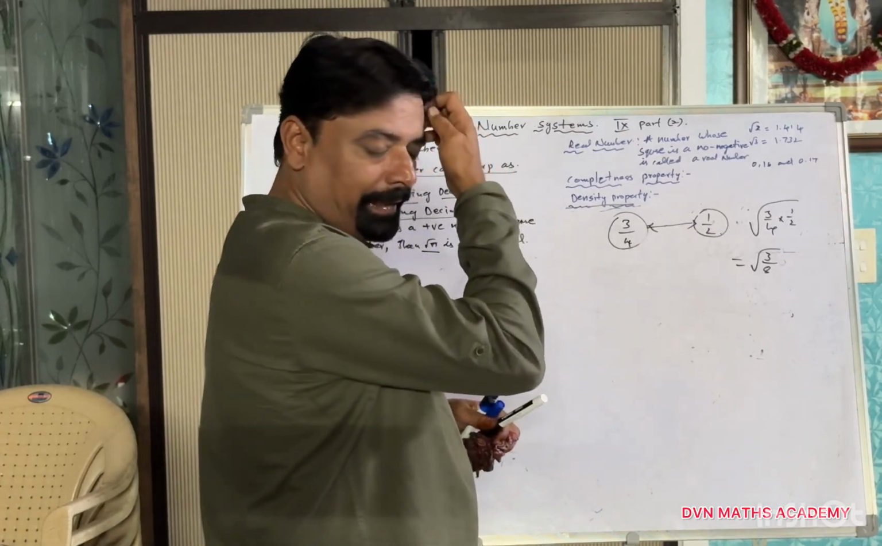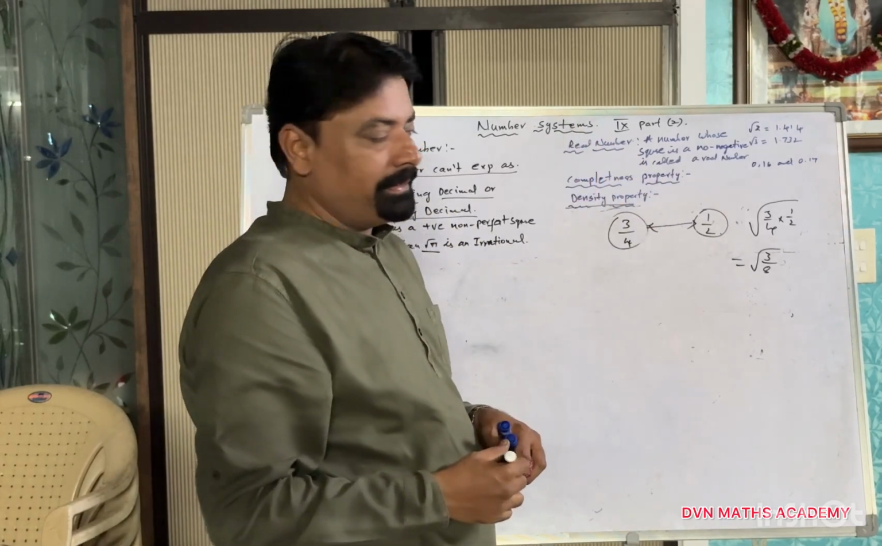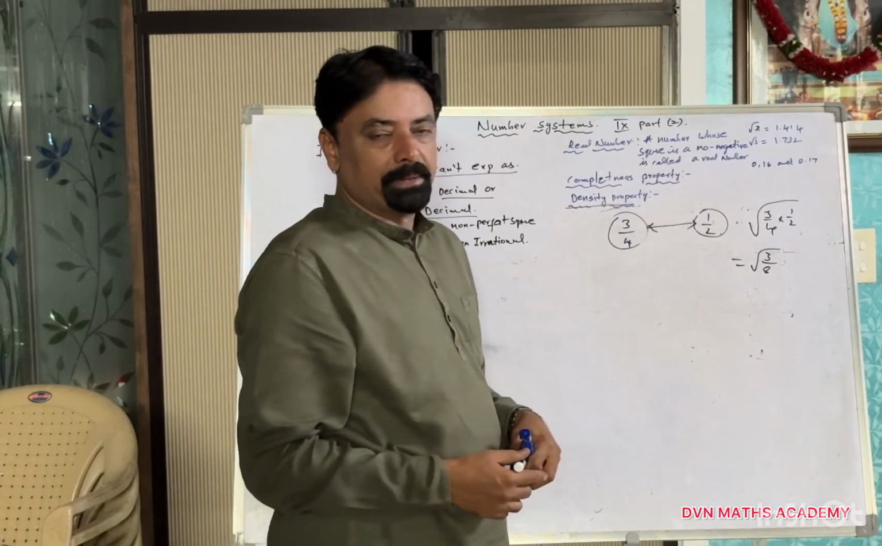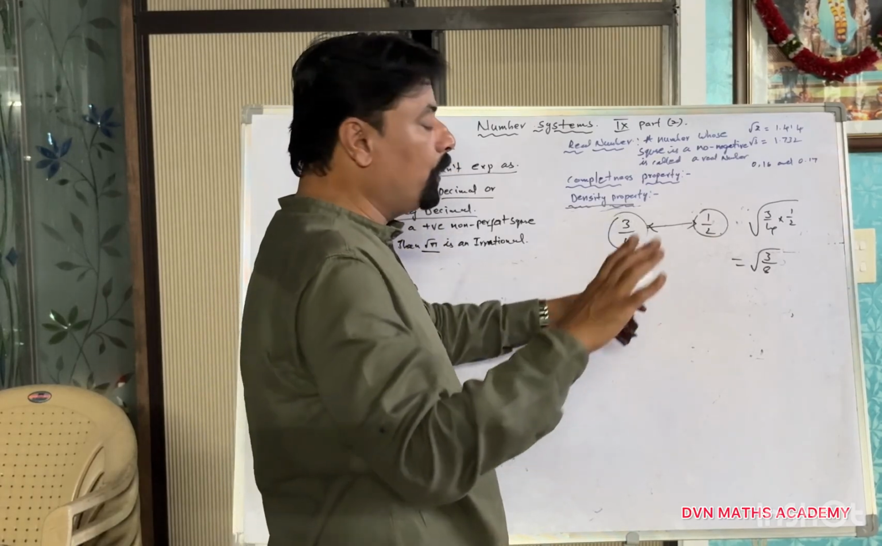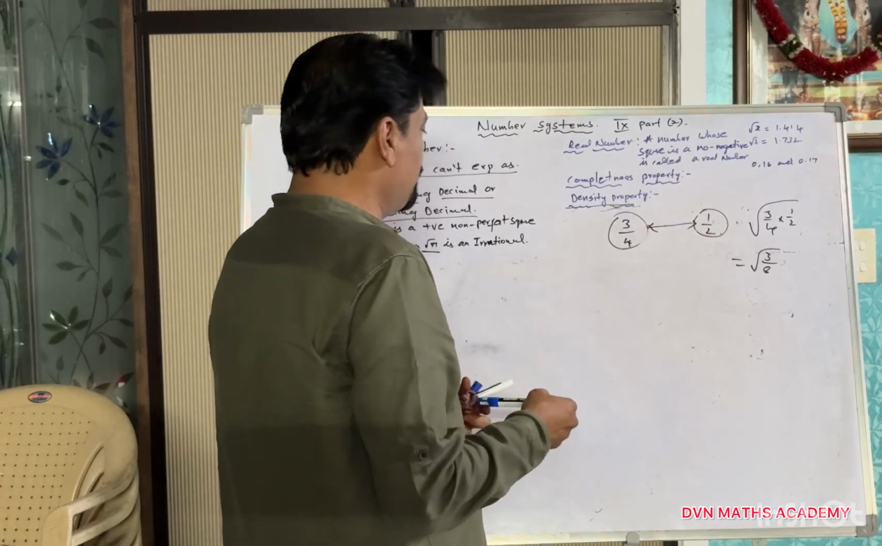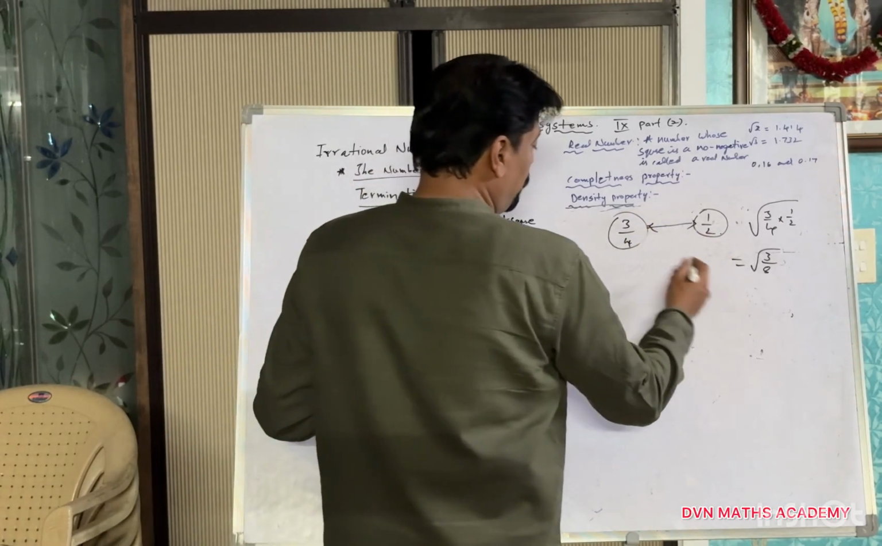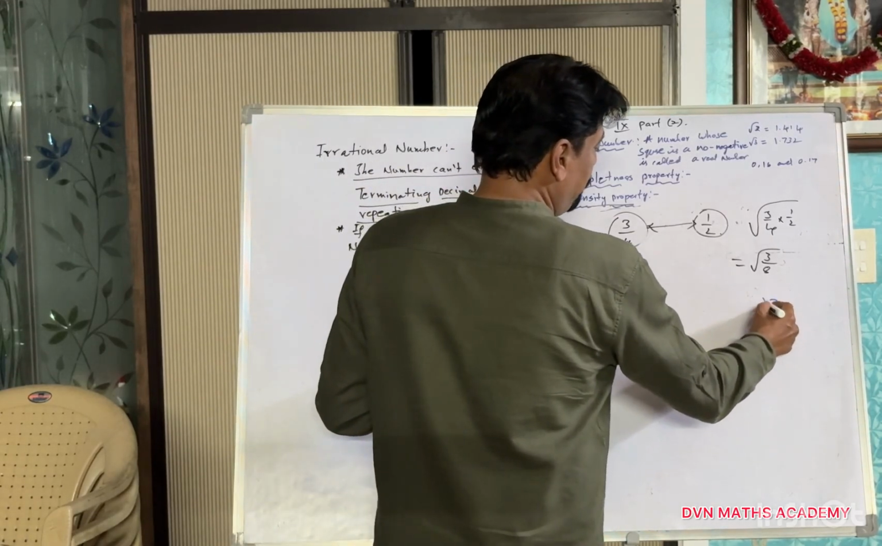But for example, I want to write 5 irrational numbers between these two rational numbers. For that purpose, this is a very, very important concept to write more than one irrational number between two given rational numbers. You find the decimal value of 3 by 4 by doing long division. You divide 3 by 4.